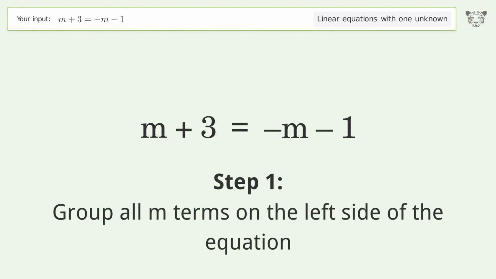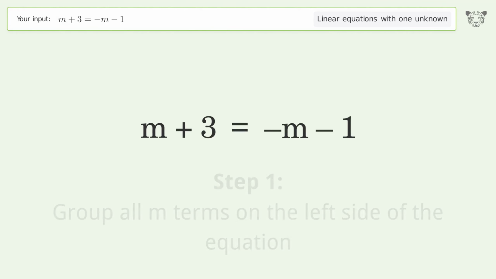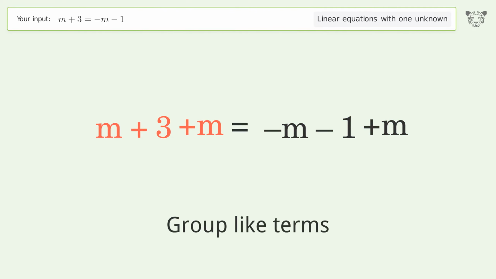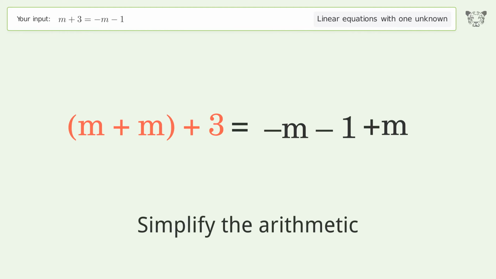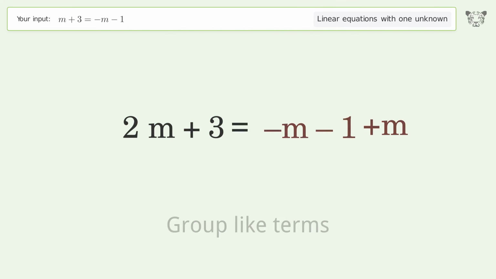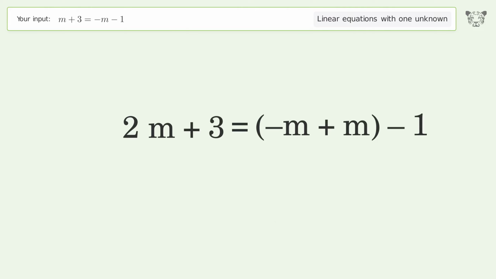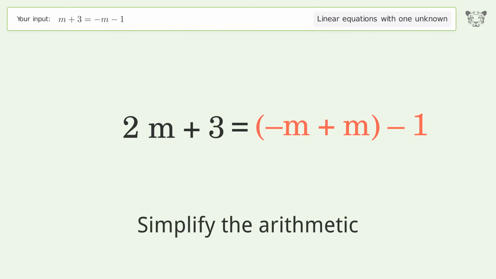Group all m terms on the left side of the equation. Add m to both sides. Group like terms. Simplify the arithmetic. Group like terms. Simplify the arithmetic.